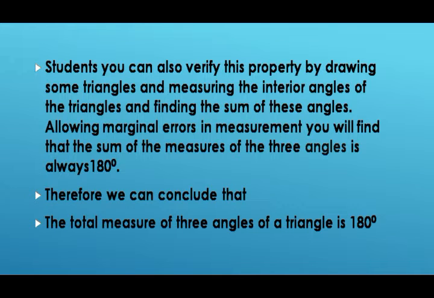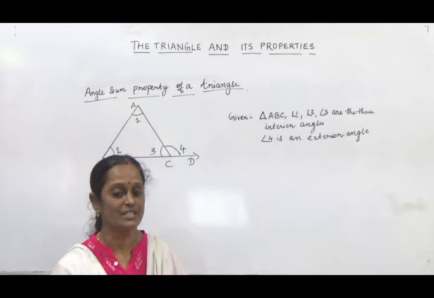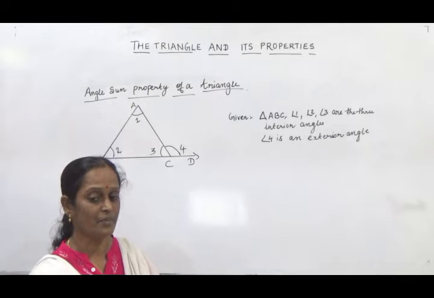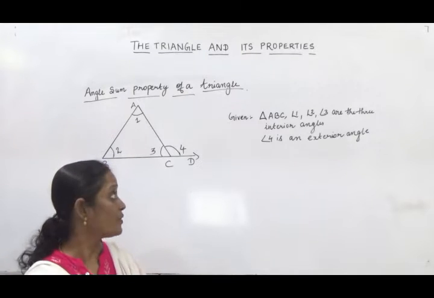Students, you can also verify this property by drawing some triangles and measuring the interior angles of the triangles and finding the sum of these angles. Allowing marginal errors in measurement, you will find that the sum of the measures of three angles is always 180 degrees. So students, what can we conclude? We can conclude that the total measure of three angles of a triangle is 180 degrees.